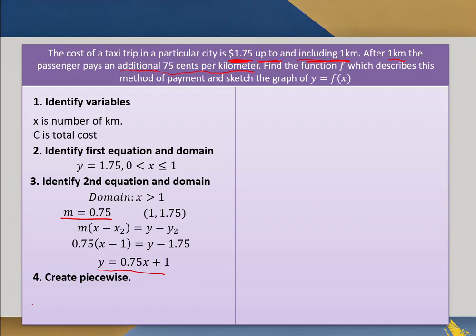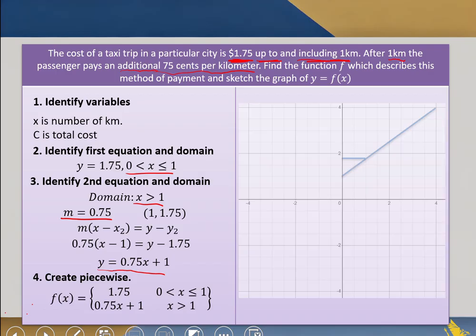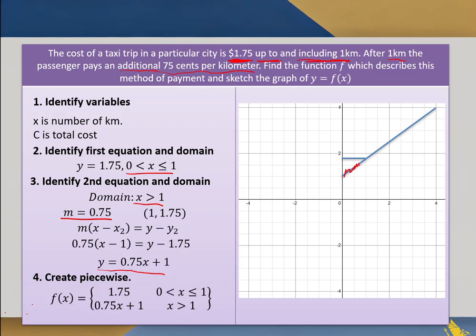Now I'm going to create a piecewise function. Again, we need to think about our conditions. We've got our conditions here and here. So f of x is equal to 1.75 for x greater than 0 and less than or equal to 1. And the second one is 0.75x plus 1 when x is greater than 1. The next thing is we're just going to graph that, and we can see this part should not be there. There we go, I'll take that out. So the first thing we need to know is it's a constant amount of $1.75 right here. And then at this point, it starts going up linearly.